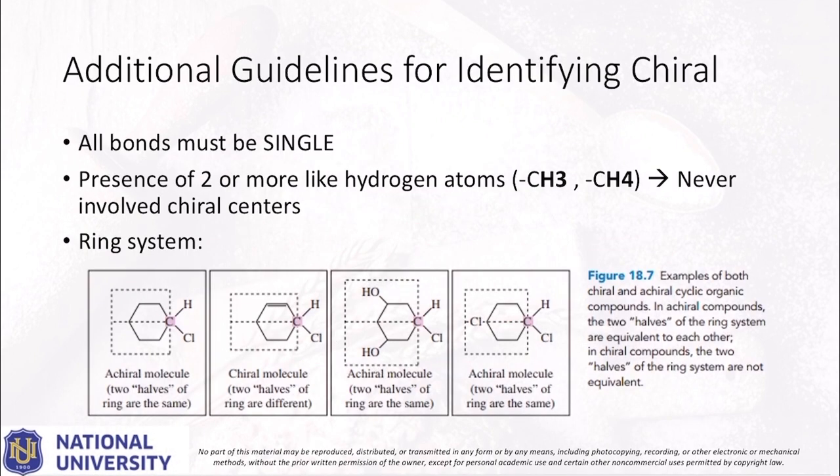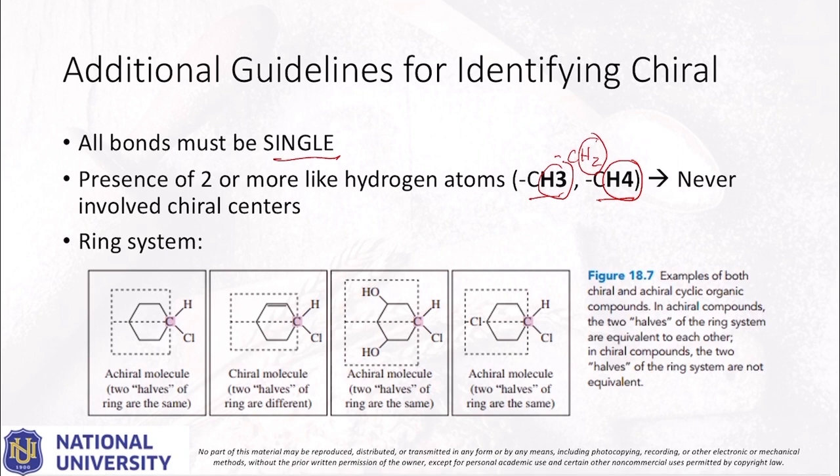Additional guidelines for identifying chiral molecules. First, all bonds must be single bonds. They must all be single bonds. And next, the presence of 2 or more like halogen atoms. Like if it is written as CH3, CH4, or CH2, it will never involve chiral centers. Because that means there are already 2 hydrogens, so they are not different. Here there are 3, here 4.